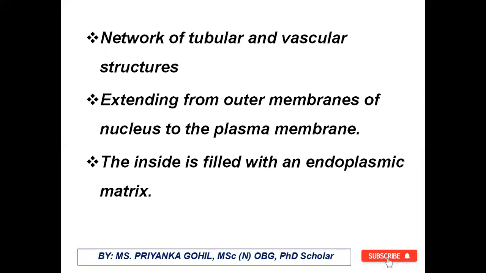When the ribosomes are attached on the outer surface of the membrane of the endoplasmic reticulum, it is called the rough endoplasmic reticulum. Now it lies adjacent to the cell nucleus, and its membrane continues with the membrane of the nucleus. If there are no ribosomes attached to the endoplasmic reticulum, it is called the smooth endoplasmic reticulum.